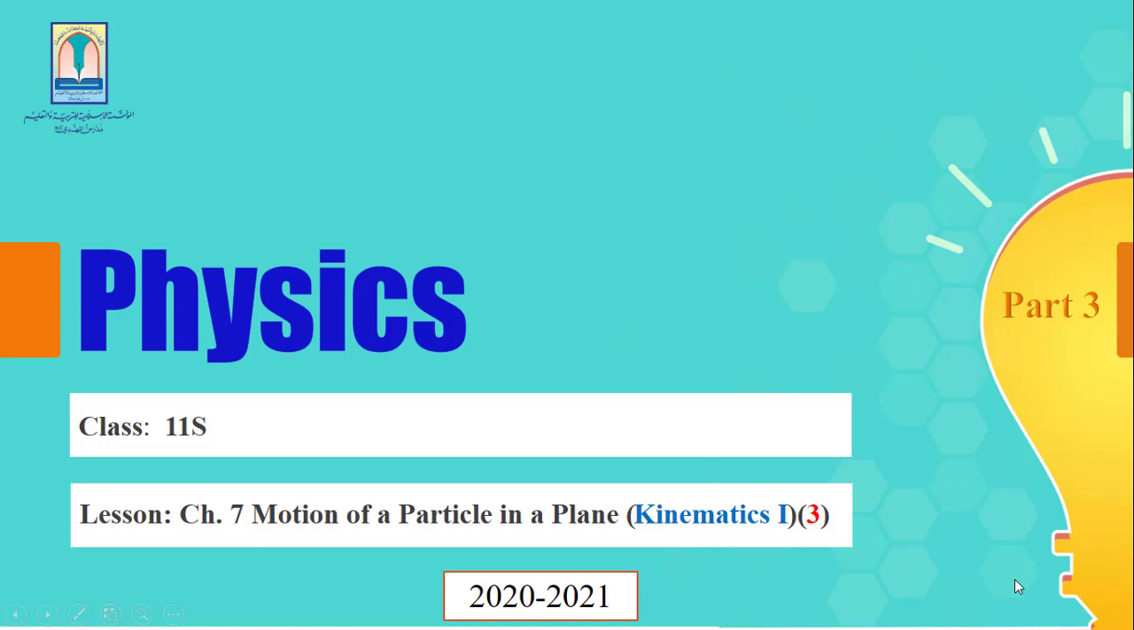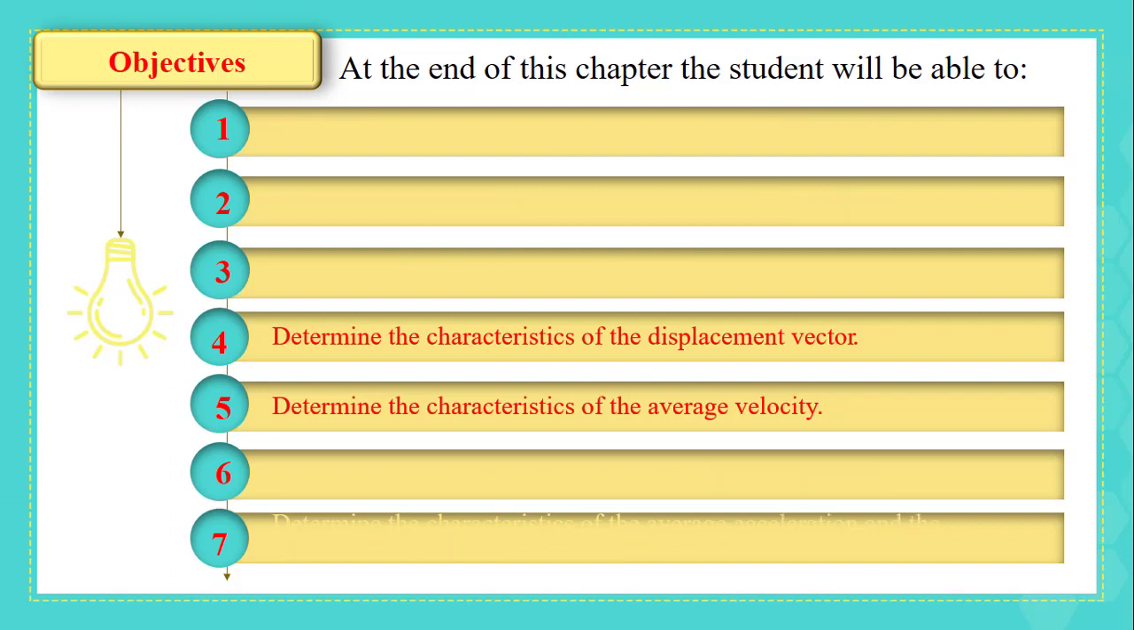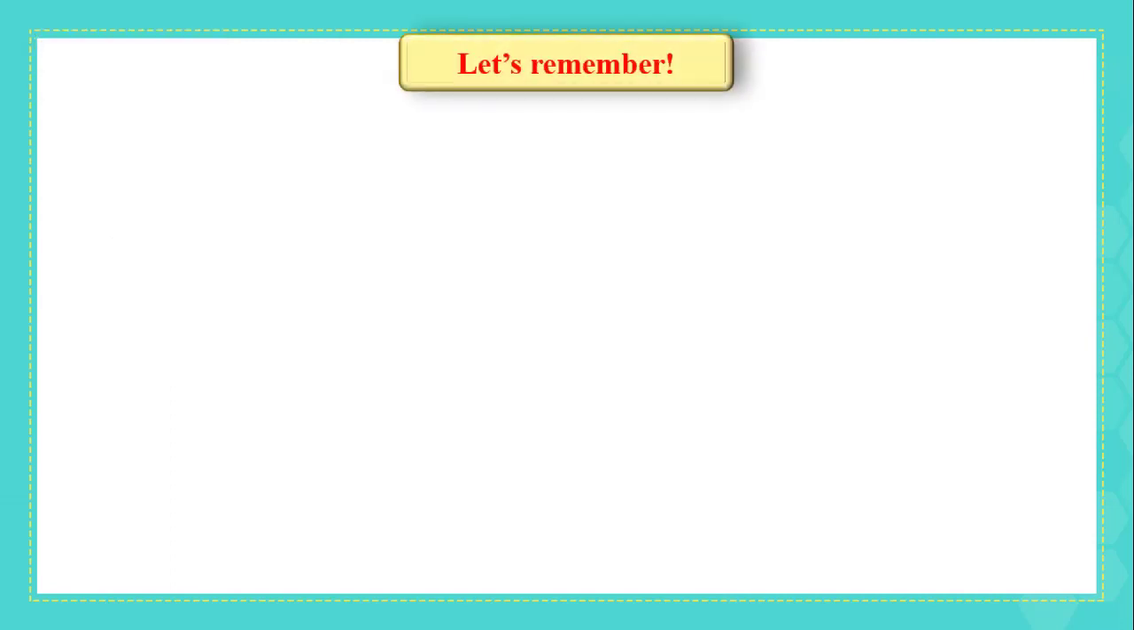In this video, we are going to study part 3 of Kinematics 1. At the end of this video, you will be able to determine the characteristics of the displacement vector and determine the characteristics of the average velocity. But before, let's remember the main ideas of the previous part.